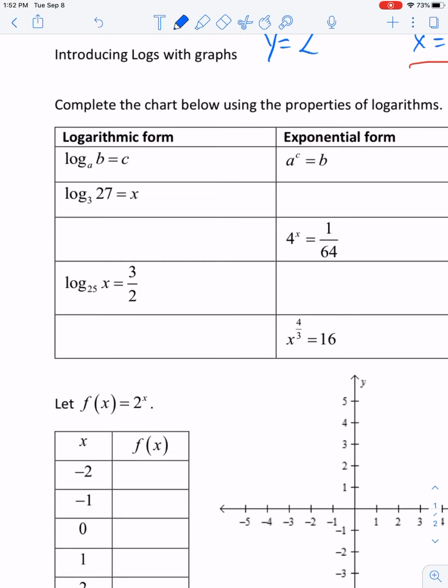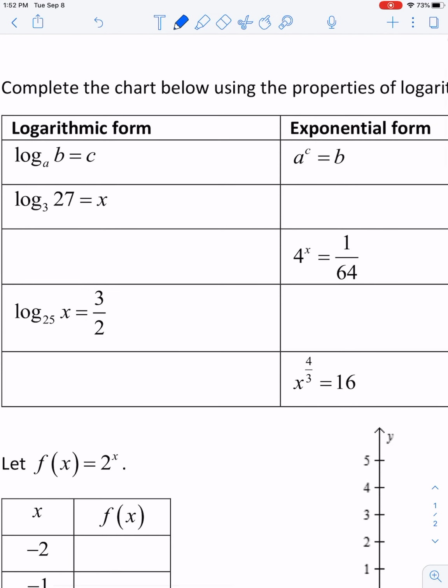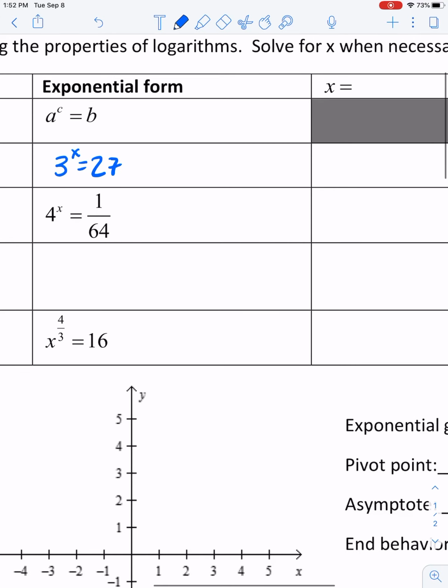They say log base 3 of 27 equals x. So we can say 3 to the x equals 27. I notice 27 is a power of 3, so this is 3 to the third. Therefore, x would have to equal 3.